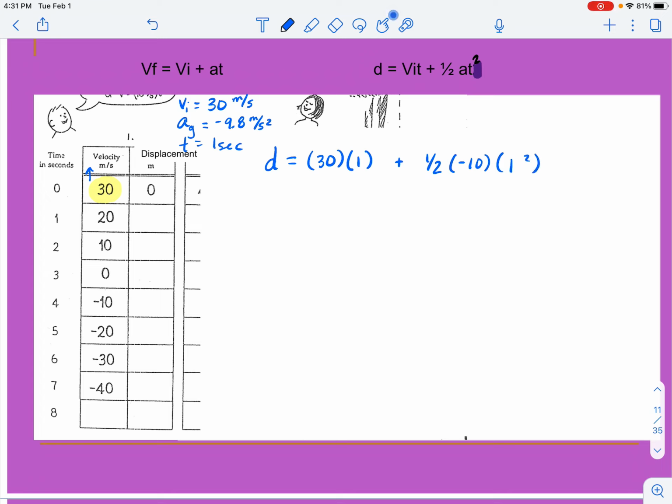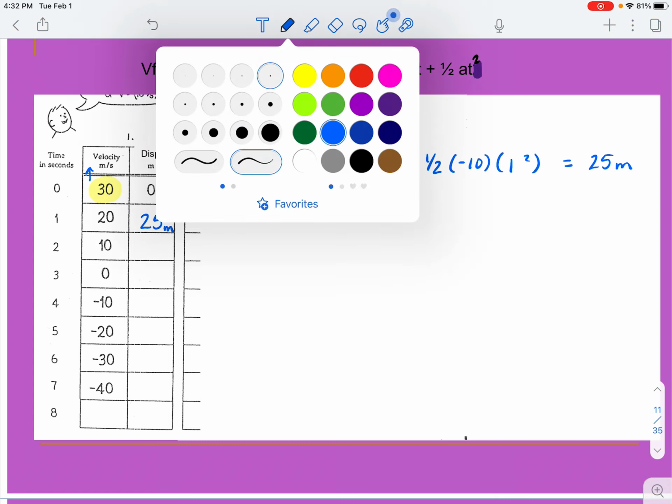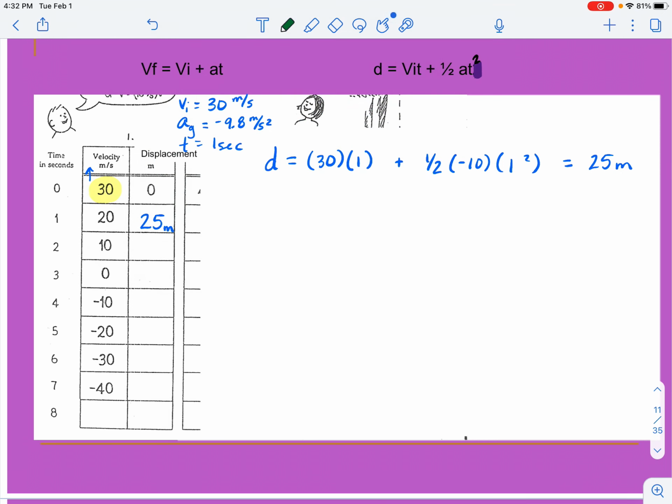So if I take all of this information and put it in my calculator, this gives me a value of 25 meters. So I'm just going to put 25 meters right here on my data table. So after 1 second, my object has traveled 25 meters. Then I'm going to calculate what my displacement would be if we now had a time of 2 seconds.